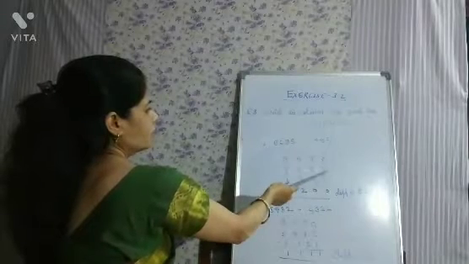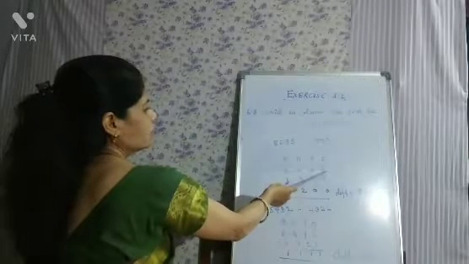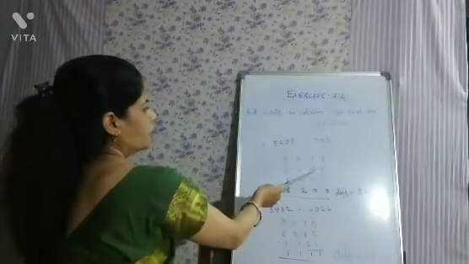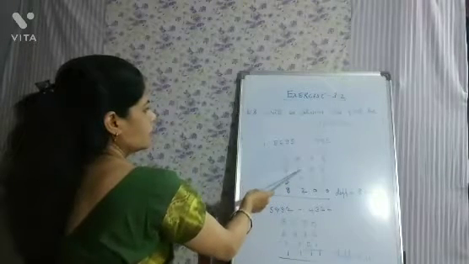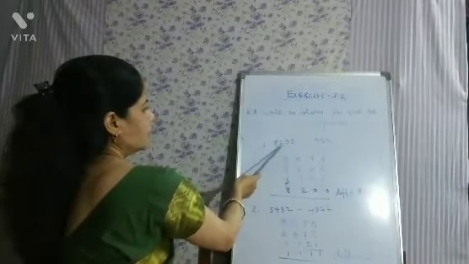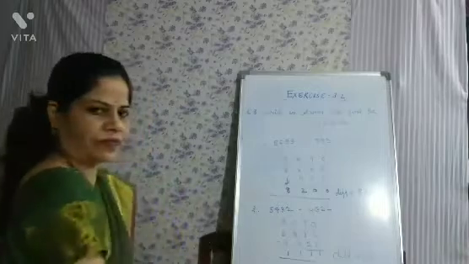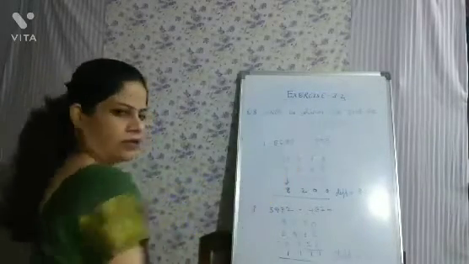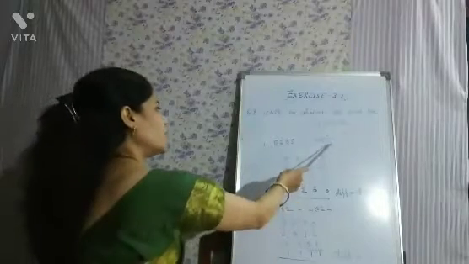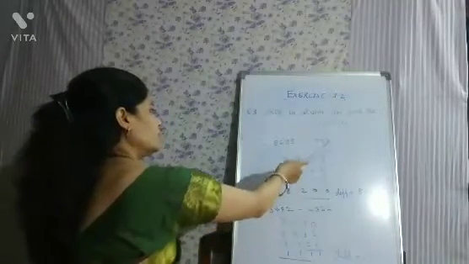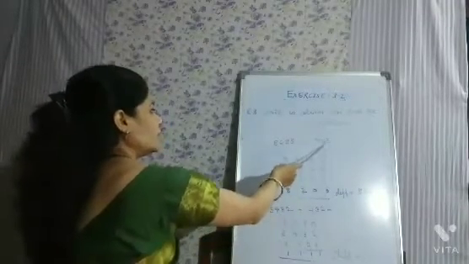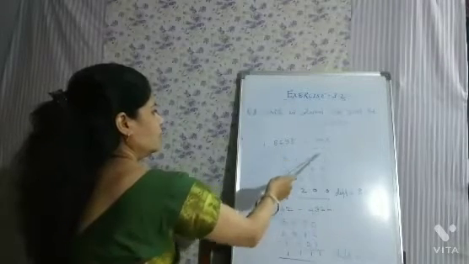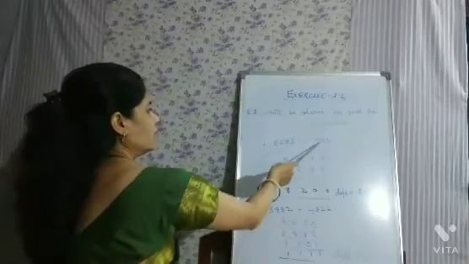Then you have to arrange the digits of the number. This 5 you will write in ones place, 9 you have to write in tens place, 6 write in 100 place and 8 write in 1000 place. Now 495. This is a 3-digit number. So you have to write 5 in ones place under ones column, then 9 in tens column, then 4 in hundreds column.